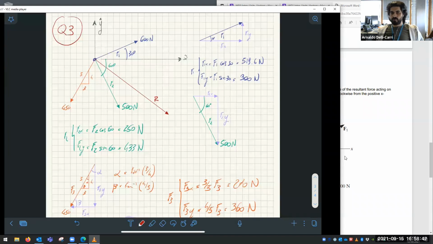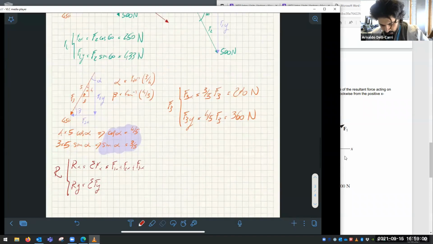Not all. So which one is negative? F1, F2, or F3? Oh, correct. F3 is not positive. So the equation is not this one. It's actually this one.